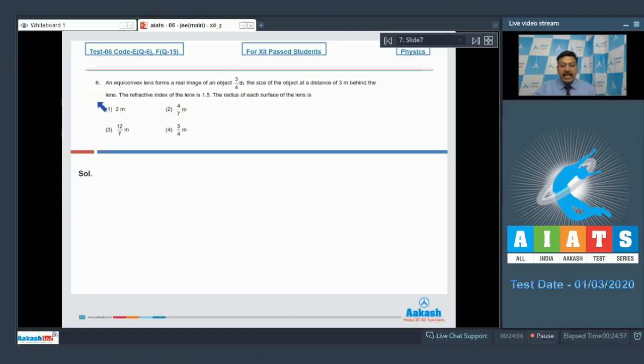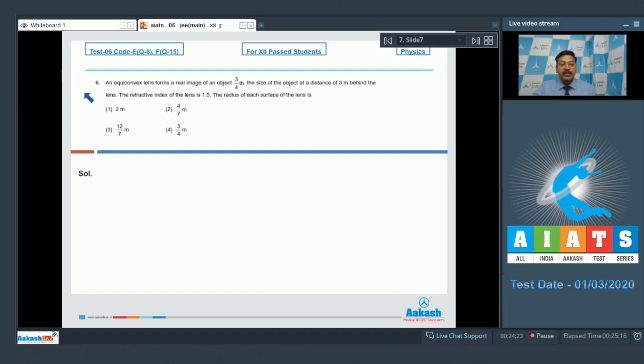Question 6 says an equiconvex lens forms a real image of an object 3/4 the size of the object at a distance of 3 meter behind the lens. The refractive index of the lens is 1.5. The radius of each surface of the lens is, so we have to find the radius of each surface of the lens.